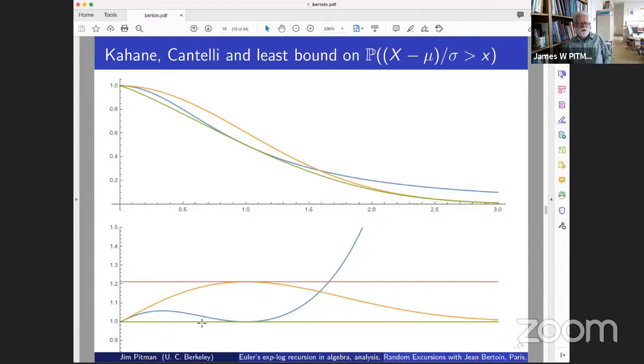And in the bottom panel, I show you the relative thing. So I'm using the green as a benchmark. I'm calling it 1. I'm looking at the others relative to it. Exactly at 1, there's a coincidence, which you see here. And what this shows is that the Kahan bound is awfully good. It is asymptotically correct, equal to the least upper bound. You cannot do better for large x. And even for small x, you're only off by a factor of about 1.2, which comes from a particular evaluation.